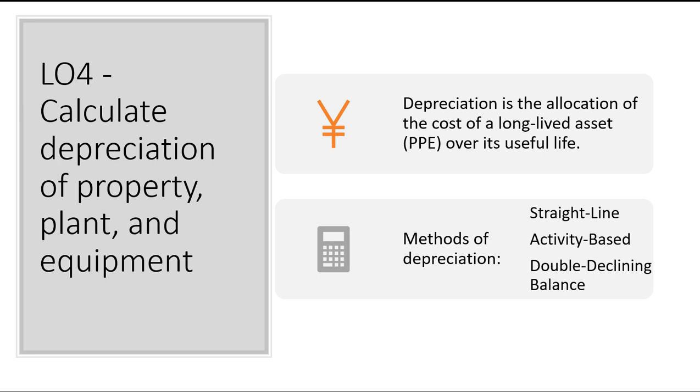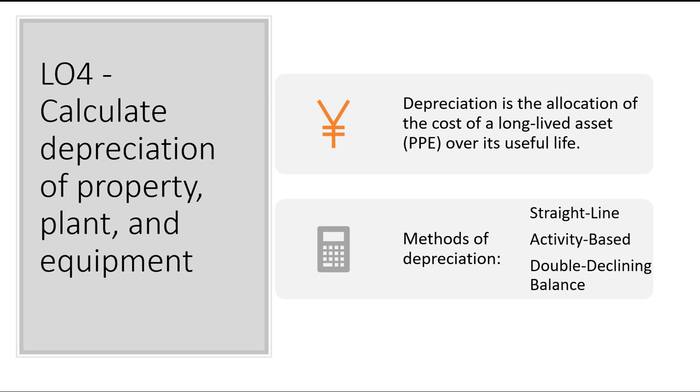And depreciation, remember, the word means something different in accounting. It is the allocation of the cost of the asset over its useful life, right? It doesn't necessarily mean that the asset went down in value. You could have a building that went way up in value. You're still depreciating it. You're allocating its cost over its useful life.